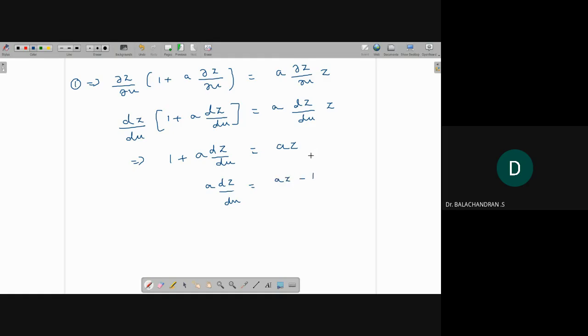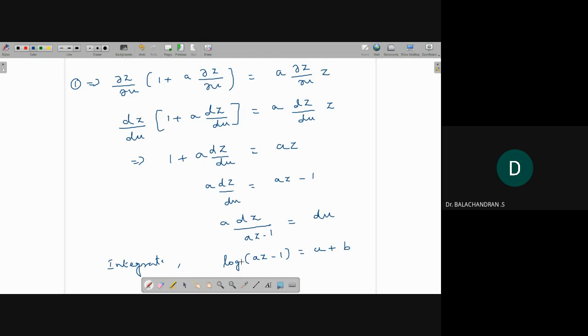Now variable separable method. One side is z, another side is u. So a into dz by az minus 1 equal to du. Now integrating, you will get log of az minus 1 is equal to u plus some constant. You can write b or c.